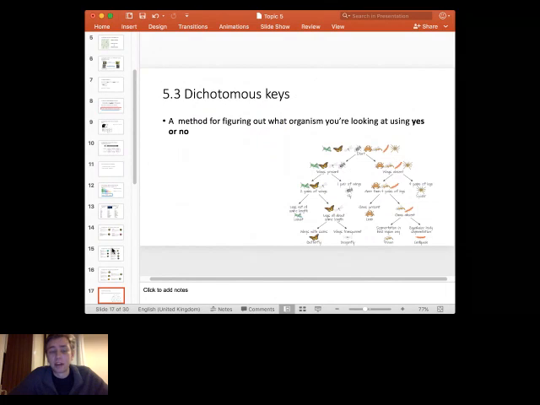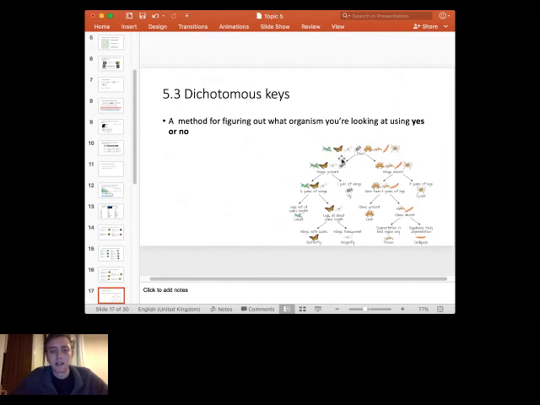The final part of 5.3 is the ability to use dichotomous keys. And a dichotomous key is basically just a set of questions that we can use to work out what an organism is, right? So for example, if we look at this diagram here, yeah, I can send you all this PowerPoint later. I'll put in my email, and if you send me an email, I'll send you back an email with the presentation.